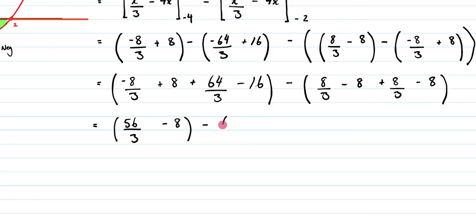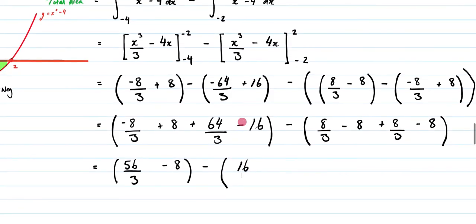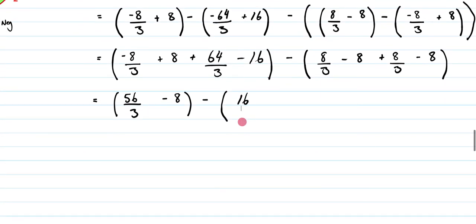What have I got? I've got 8 over 3 plus 8 over 3, which will be 16 over 3. And well, let's go up for a moment. Okay, no, I think everything's fine. 16 over 3. Then I've got minus 8 minus 8. That's going to end up being minus 16. Put a bracket there. All right, so we're continuing to go here.